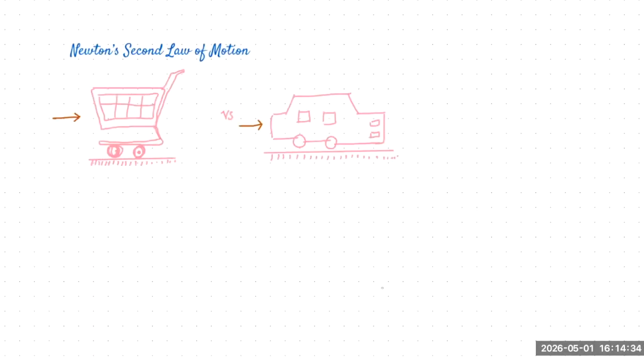Imagine you are pushing a shopping cart at a grocery store and then you try to push a car, obviously on a road. Same effort, completely different result. It means you're applying the same force onto different objects with different masses. That's exactly what Newton's second law explains, one of the most fundamental ideas in physics.